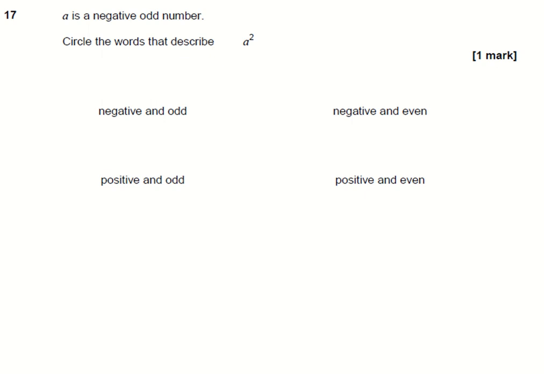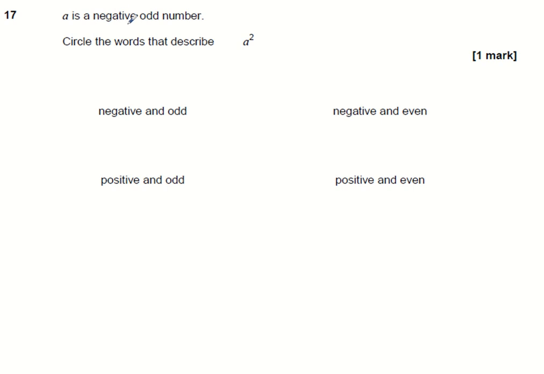Question 17. A is a negative odd number. Circle the words that describe A squared. Okay, so you have to choose whether it's going to be negative or positive, and whether it's going to turn out to be odd or even. Well, first of all, let's decide whether it's going to be negative or positive.